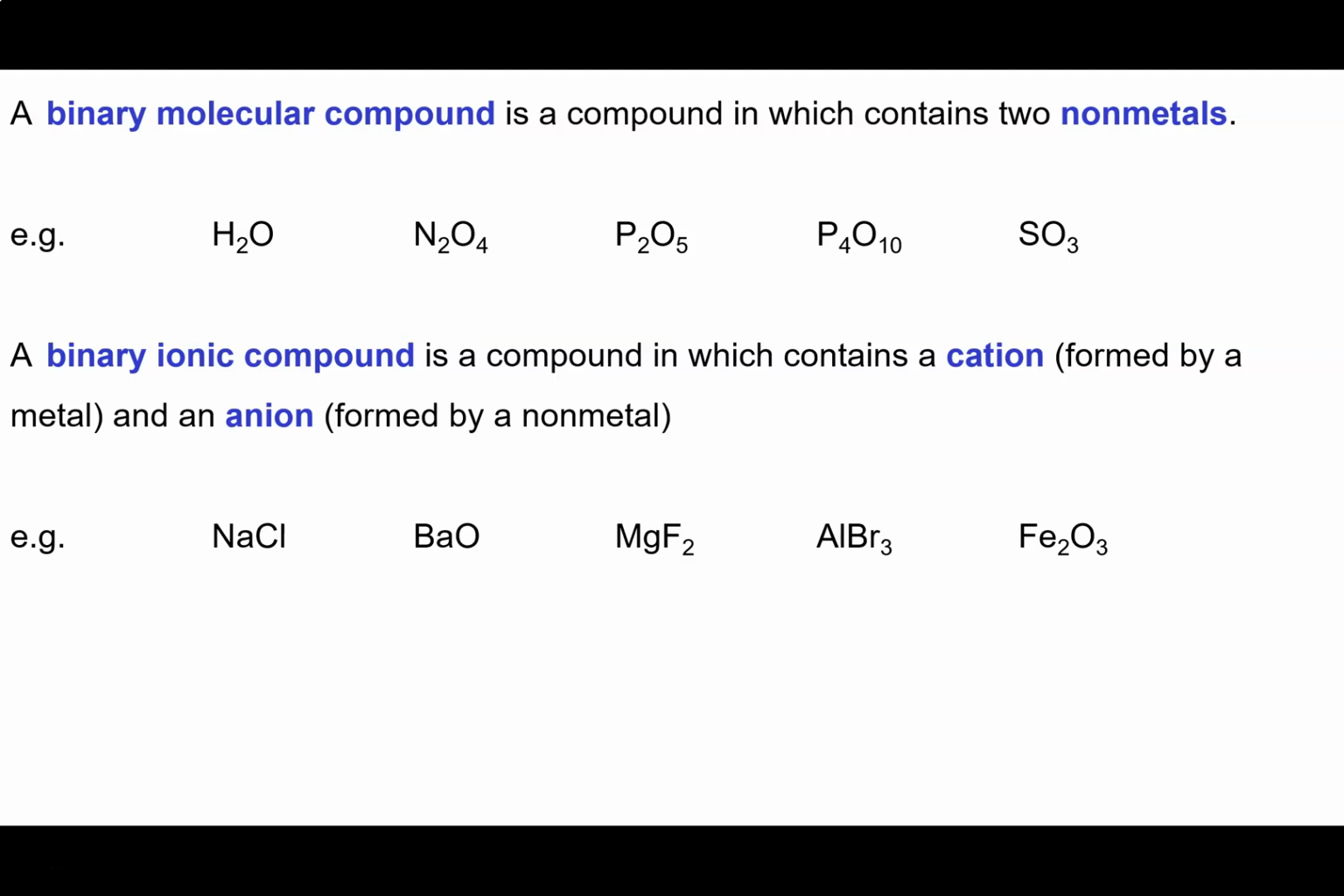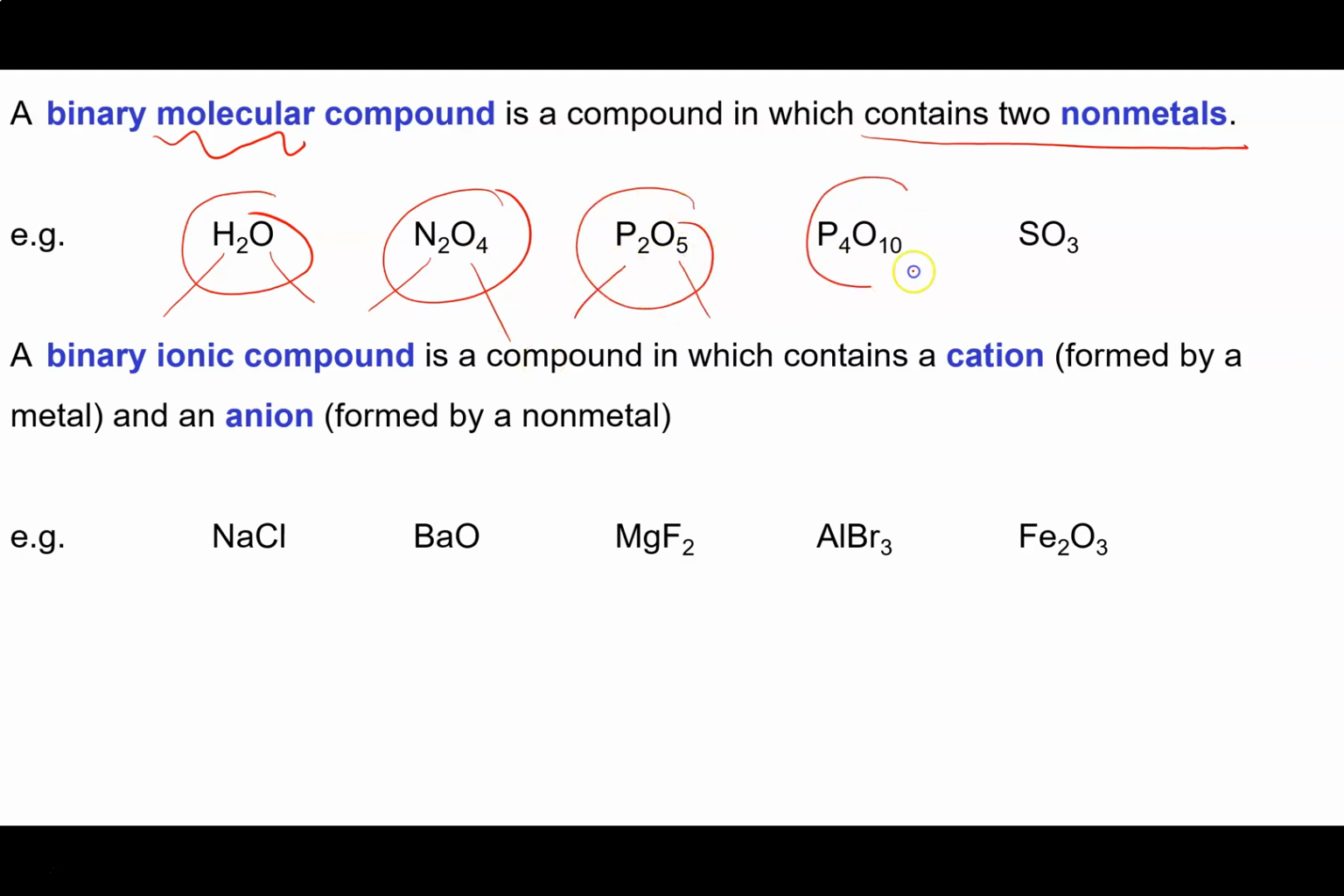So the other big class of binary compounds are binary molecular compounds. These are compounds which contain 2 nonmetals, and we looked in an ALEKS topic previously about how to identify these. So this is a binary molecular compound, 2 nonmetals. This also is a binary molecular compound, 2 nonmetals, and so forth. 2 different nonmetals in each case.